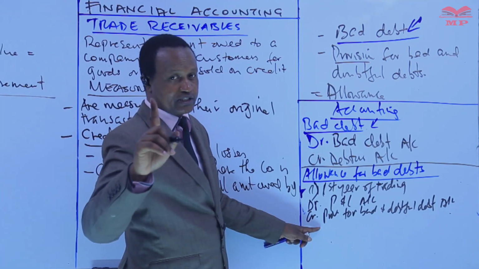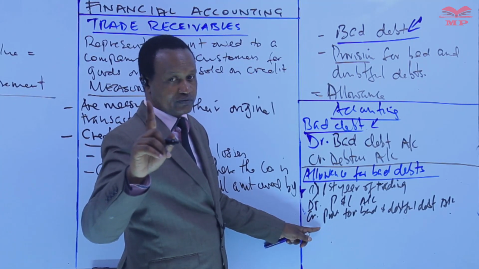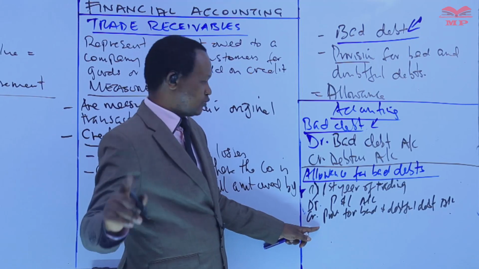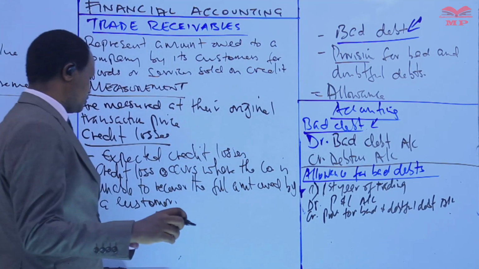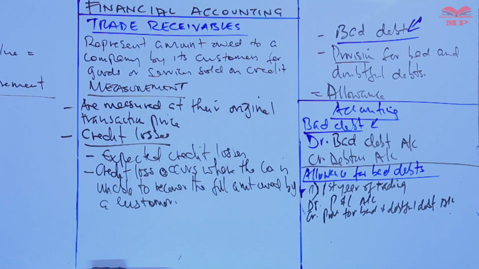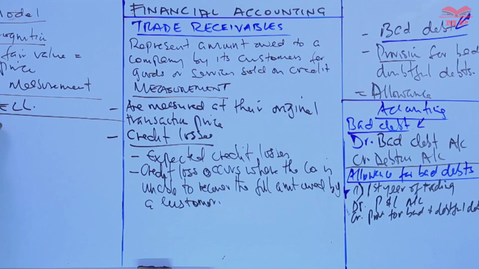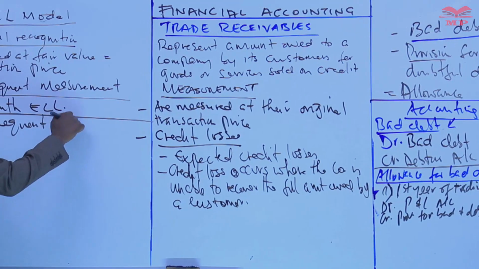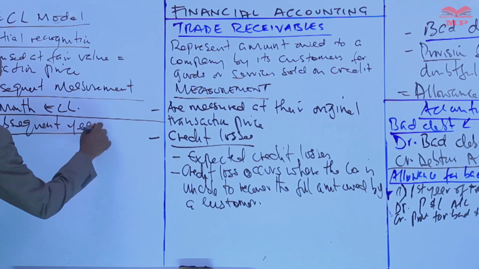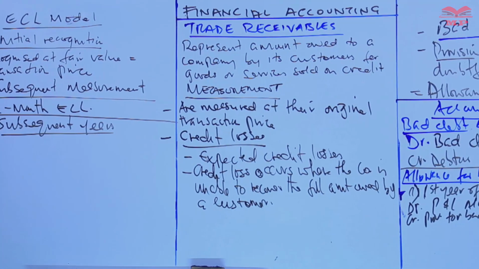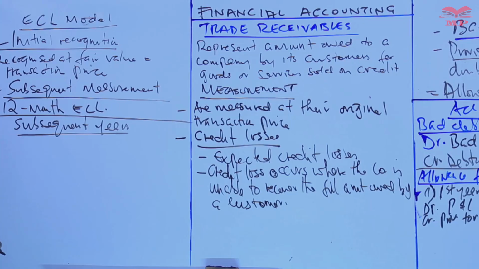Please pay attention. Then you have subsequent periods. After the first year, how do you account for allowance for bad and doubtful debts for subsequent years?